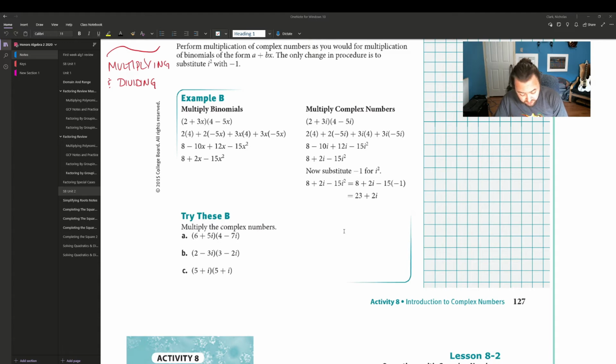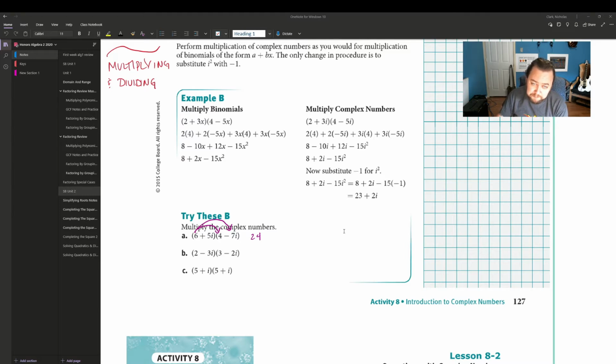So let's do our first piece, which would be 6 times 4, so that would be 24. We've got 6 times negative 7i. So 6 times 7, that would be negative 42i. Now we're going to do 5i times 4. 5 times 4 is going to be 20, so plus 20i.